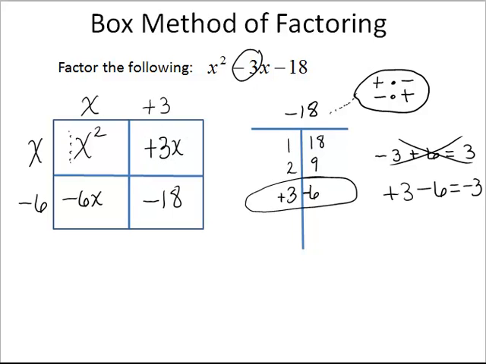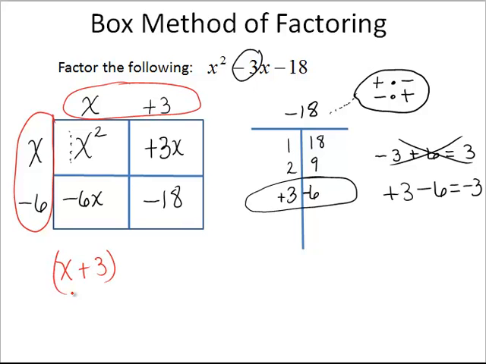Now all I have to do is look at the numbers written on the outsides of my box, and I have factored the given polynomial. So my answer becomes x plus 3 times x minus 6. Of course, I advise you to FOIL this answer out to double check that it does equal x squared minus 3x minus 18. So these are our factors, and this is the answer that we were looking for.